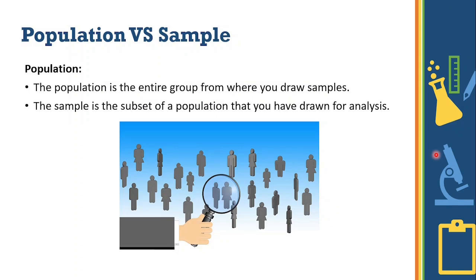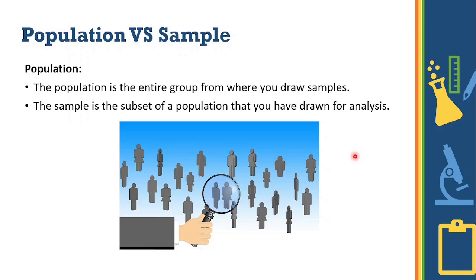To begin with, as a researcher, you need to understand the difference between a population and a sample, and to be able to identify the target population of your research. A population is nothing but the entire group from where you draw your samples. And the sample, on the other hand, is a subset of a population that you use for analysis. The population can be defined in terms of geographical location, age, income, SAT scores, or any other characteristics that you can think of.